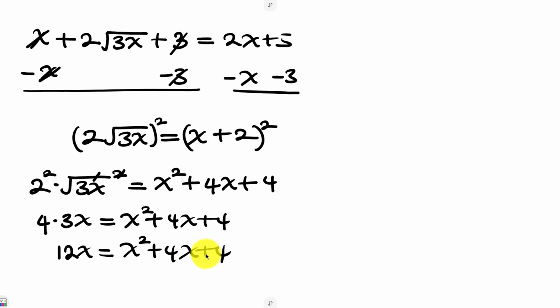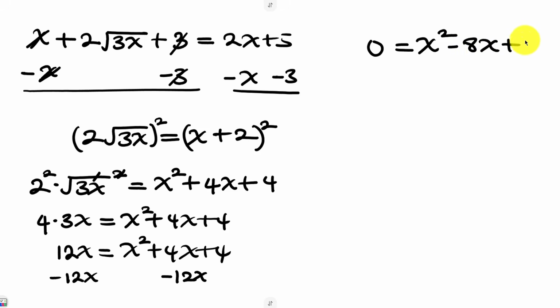Good. Now let's subtract 12x from both sides. So I'll subtract 12x from here. I'll also subtract 12x from here. So on subtracting, 12x minus 12x is 0. This is equal to, here I have x squared. Now 4x minus 12x, that will be minus 8x, and then plus 4. Good. So we have a nice quadratic equation. This expression is the same as x squared minus 8x plus 4 equal to 0.